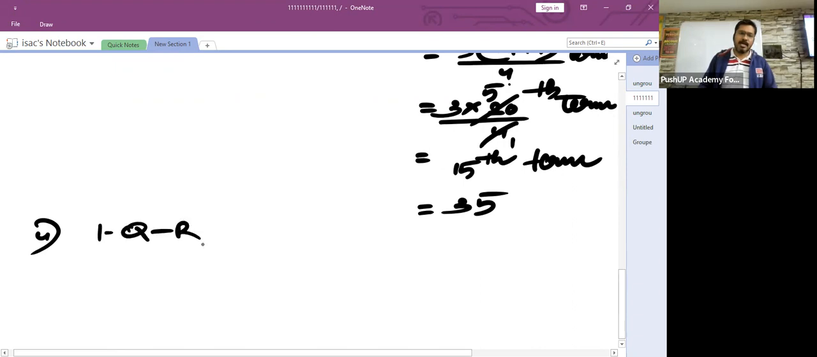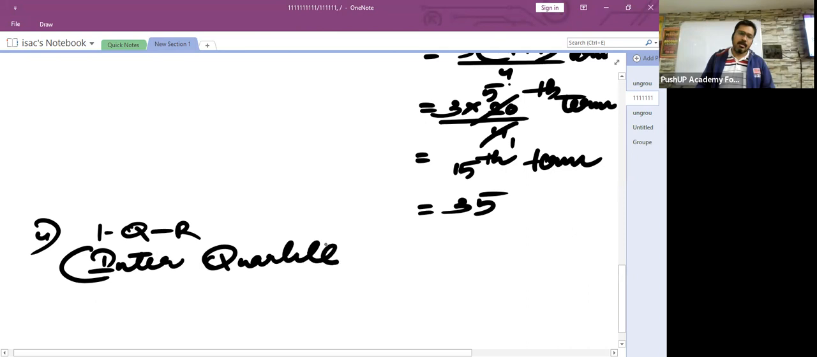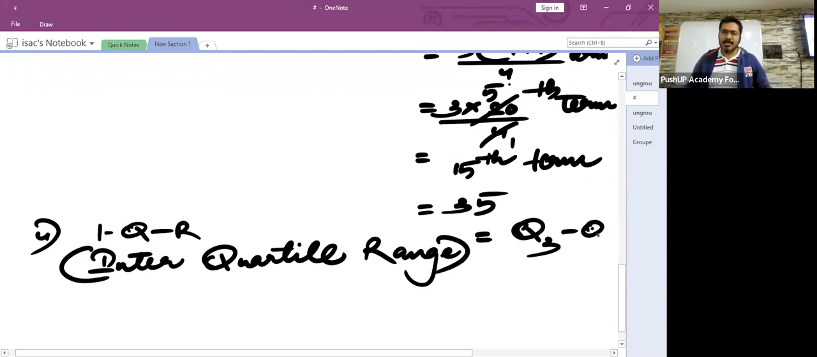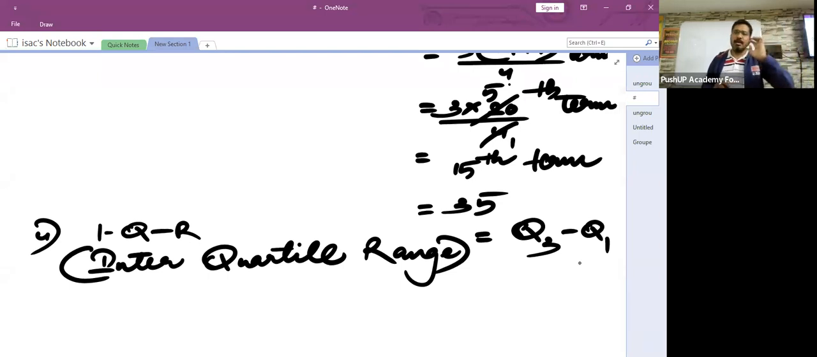Children, the third one is IQR. That stands for interquartile range. How to find interquartile range? One of the easiest things in this chapter, it is Q3 minus Q1. Kindly note it down. Interquartile range is nothing but the difference between the upper quartile and the lower quartile. That is Q3 minus Q1.